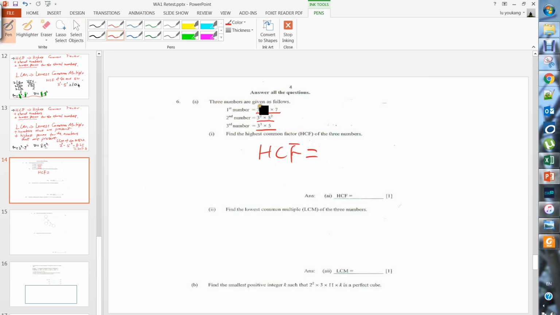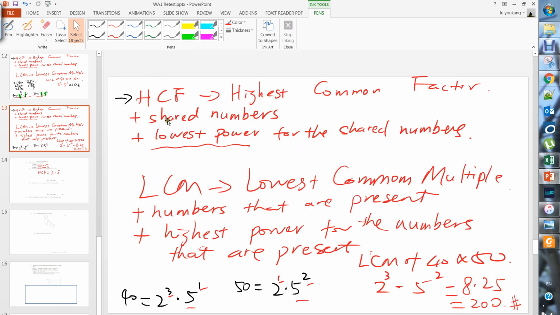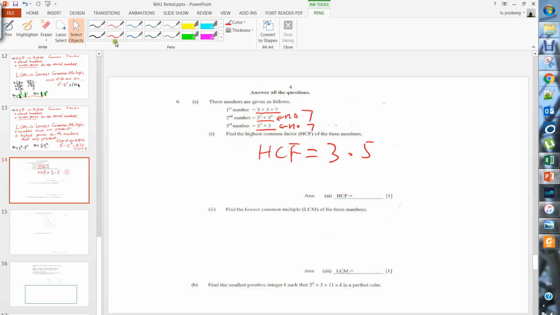If you can see, 3 is shared, 5 is shared, 7 is not. So 3 and 5. 7 is not, because the second number has no 7. There is no 7 in the third number also. So therefore you cannot pick 7. So for HCF, shared numbers and lowest power. So just choose the lowest power.